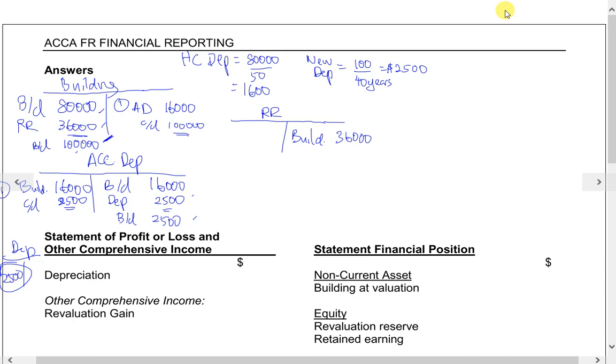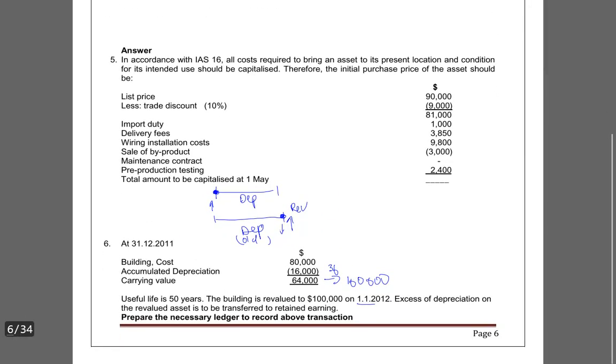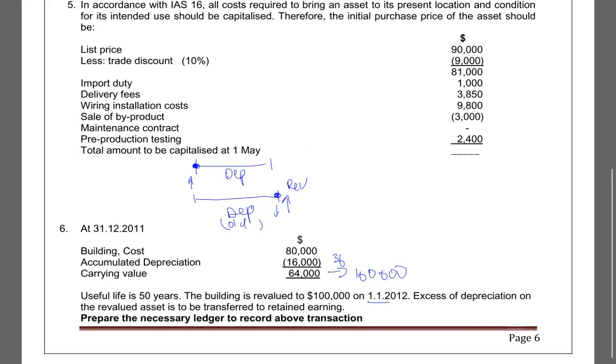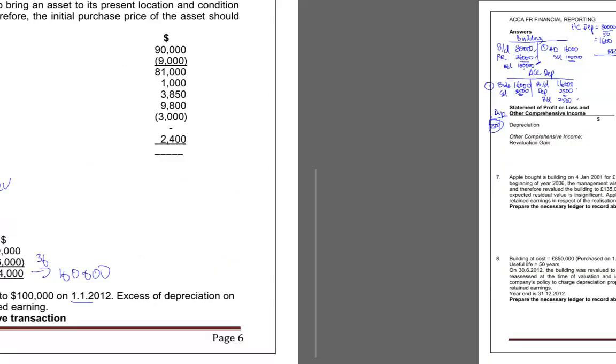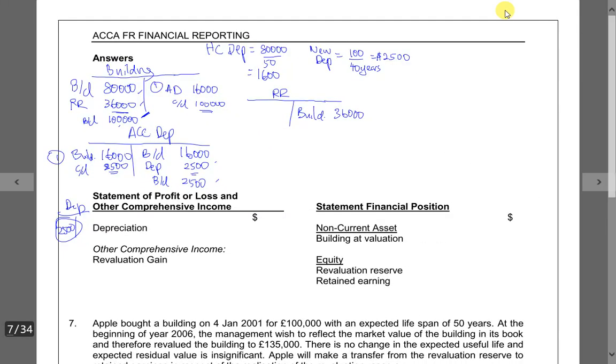Now, what do you do with your revaluation reserve? The question here says the excess depreciation of the revalued asset is to be transferred to retained earnings. So for the excess, there are two ways to calculate: the revalued depreciation 2,500 less the historical cost depreciation 1,600 is 900, or 36,000 divided by 40 years, same 900. So debit 900, credit 900.